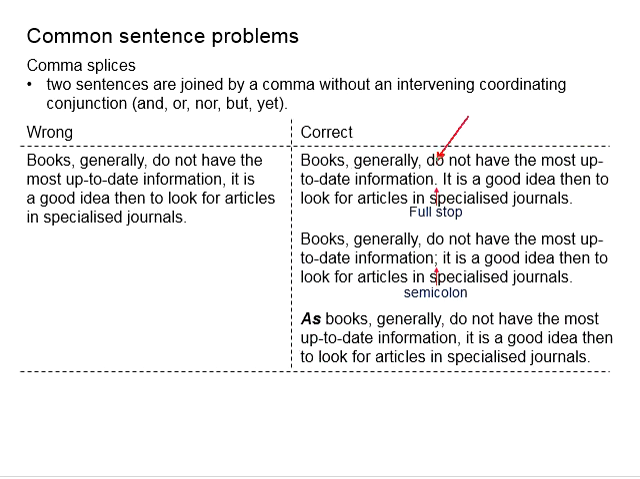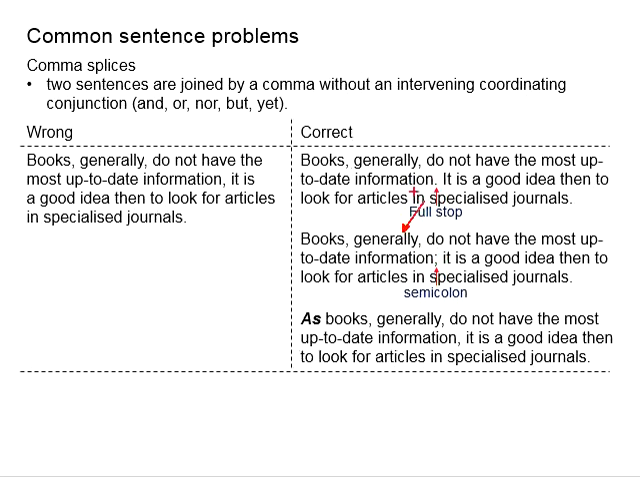First, books generally do not have the most updated information, full stop. It is a good idea then to look for articles in specialized journals. When you put a full stop here, you are separating the two sentences into two. The first one will be a complete sentence, and the second one will be another complete sentence. Or you can use semicolons to do that.